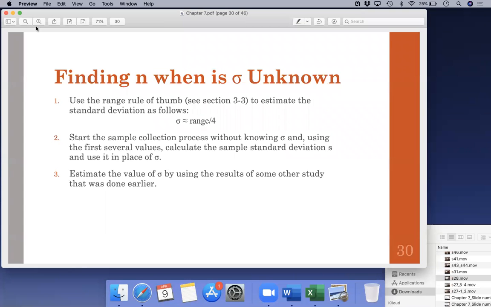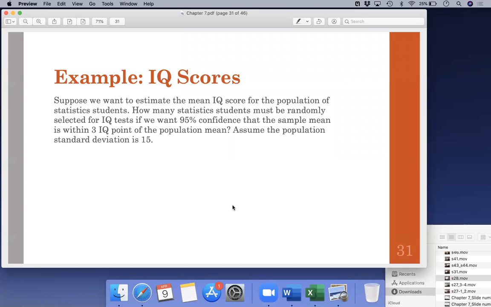Actually, I will skip this slide. We don't need this slide. It's about some range rule of thumb. We don't need this one, so ignore this slide. Slide number 30, we don't need this slide either. Now next, this slide is slide number 31.